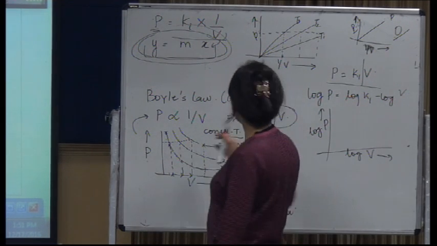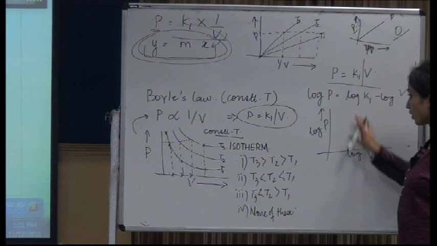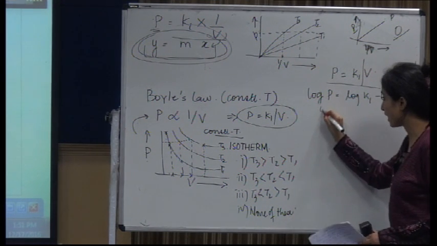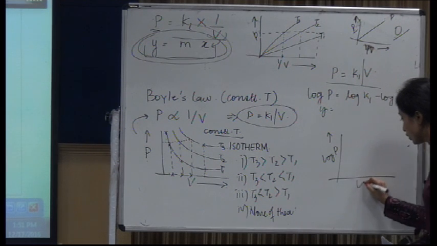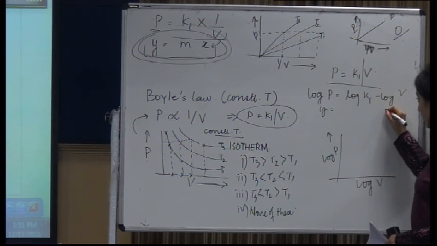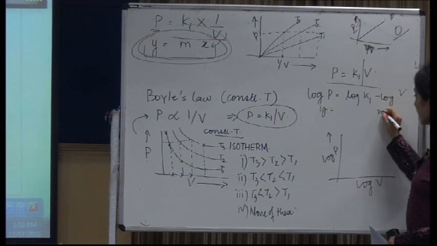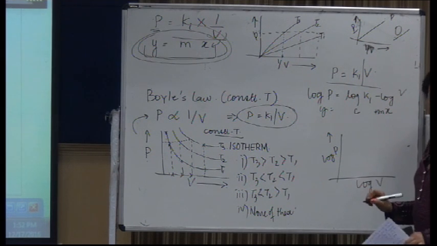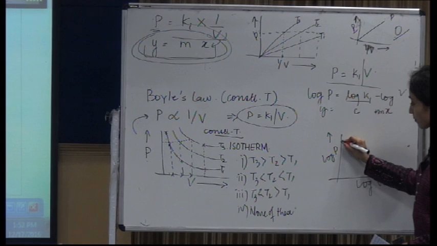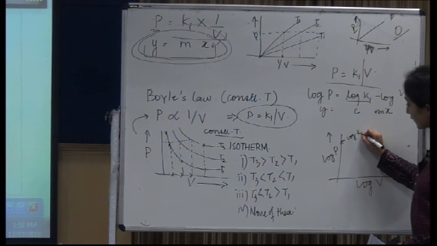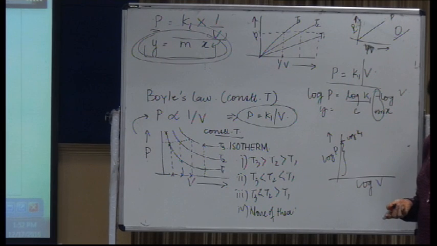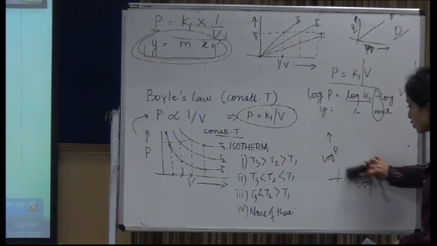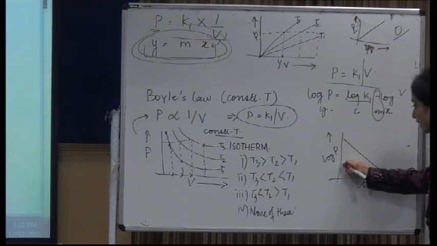Okay. So now when we talk about log P and log V, what is this equation? Let's look into this equation also. This is like y is equal to mx plus c, where I have plotted log P versus log V and this is your x. So in this case you will get an intercept also. The intercept will correspond to the value of log k1, and your slope is negative in this case. What is your slope? -1. So the graph of log P versus log V will look something like this.